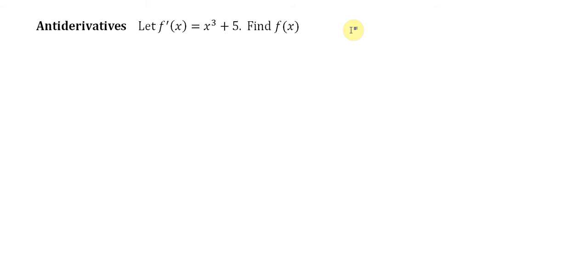Let us continue our study of simple derivative rules by doing actually the opposite of a derivative, namely an antiderivative. So before I define what an antiderivative is, let's just solve this problem. Let f prime of x equal x cubed plus 5. Find f of x. Well, this problem is totally solvable using the methods that we know.